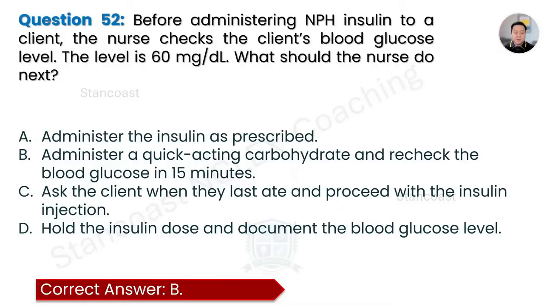For letter C, although knowing the last meal is important, addressing the immediate hypoglycemia is a priority here. And insulin should not be administered until glucose levels normalize and are stable. Option D is another incorrect option because documenting the glucose level is necessary, but the nurse here must first take action to treat the hypoglycemia. And so holding the insulin dose without addressing the low blood sugar level does not ensure client safety. So keep this in mind.